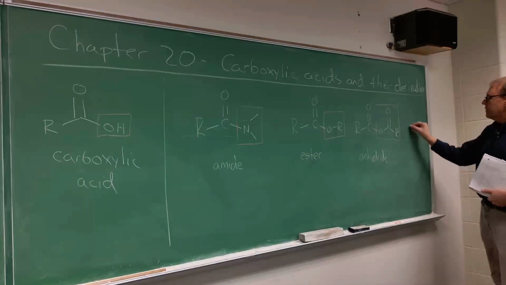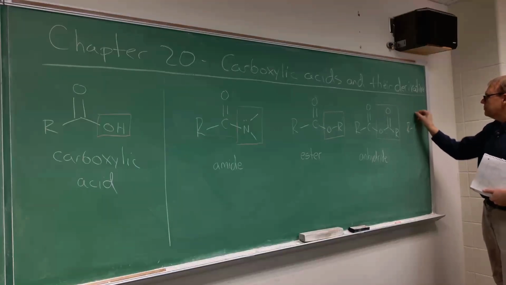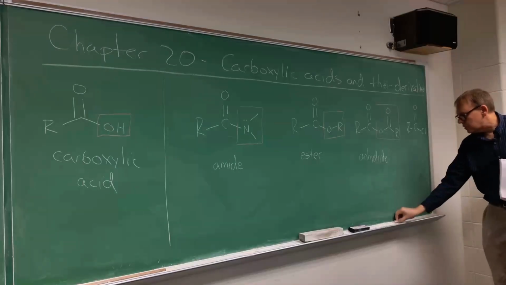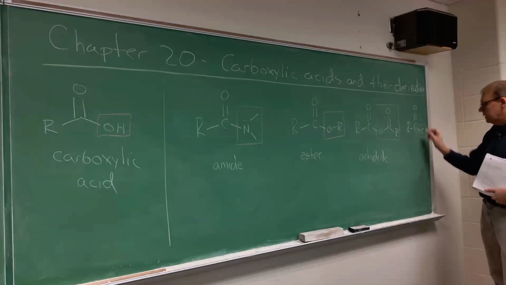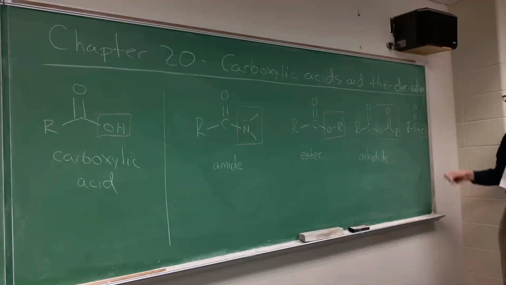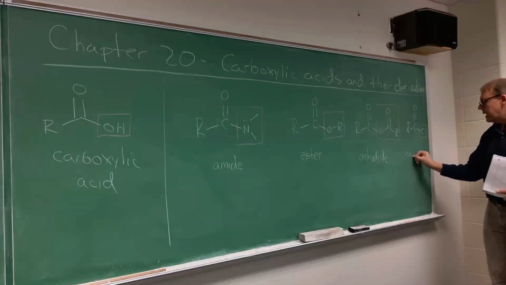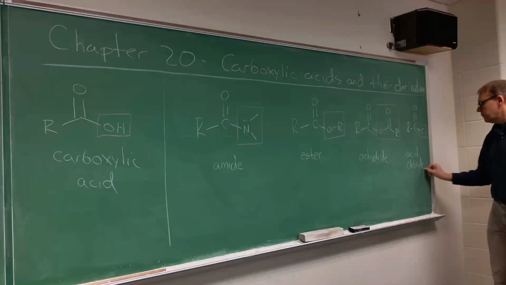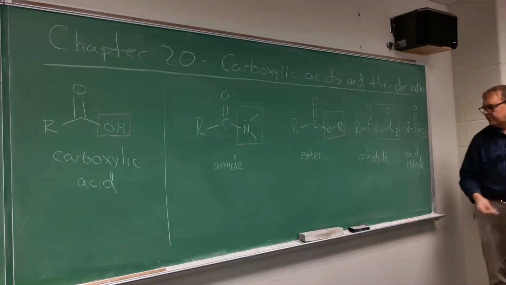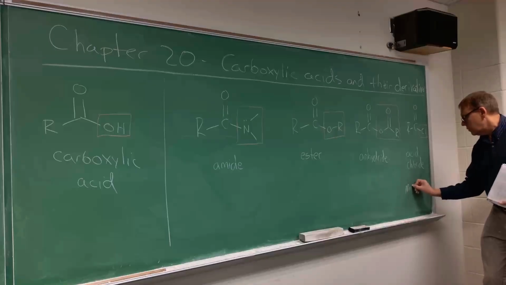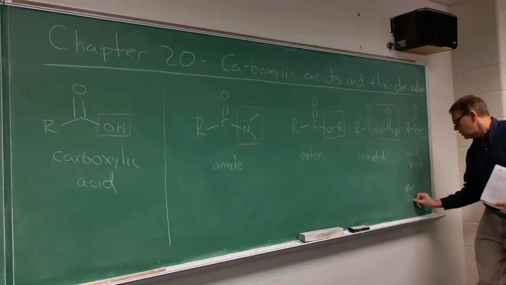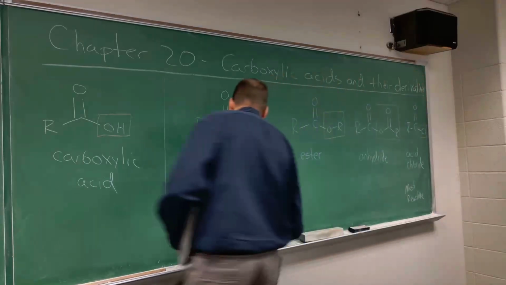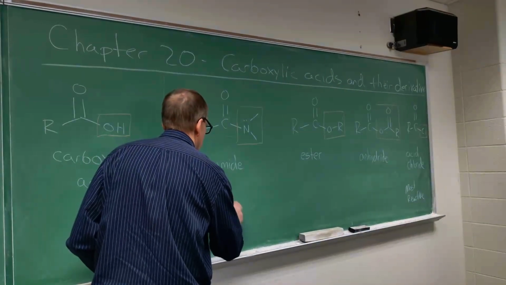And then finally, the last member of the class is one that we've seen before and worked with in Friedel-Crafts acylation reactions, acid chloride. So acid chlorides have a chloride in place of the other group. So this is called acid chloride. And there's a hierarchy of reactivity. The acid chloride is the most reactive. And then down here on this end, amide is least reactive.